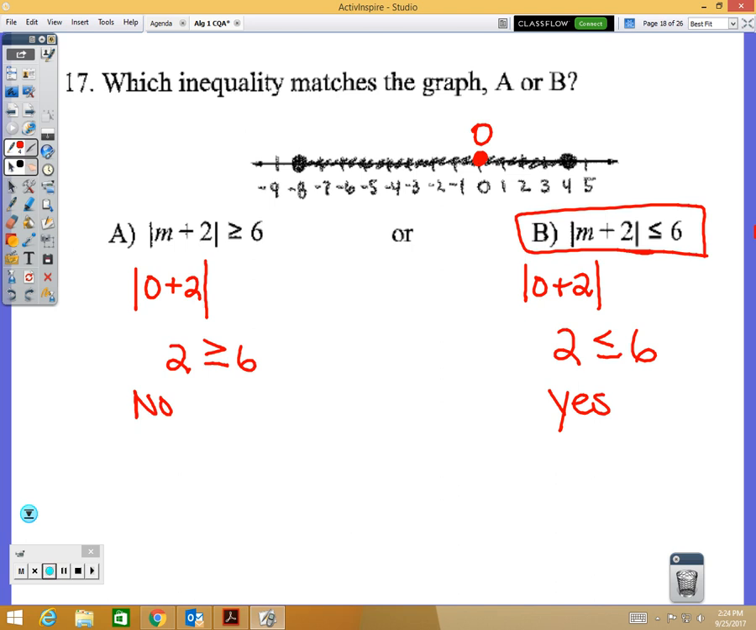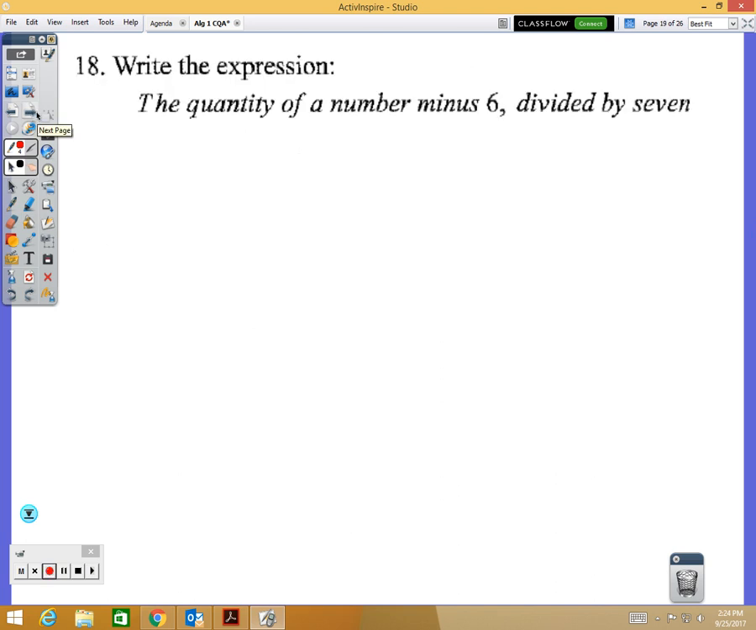All right, question 18. Write the expression, the quantity of a number minus 6 divided by 7. So a number, this is where we put in a variable. I'm going to use n as my variable because it says number. So a number minus 6 divided by 7. That's it. You're not solving it, you're just writing that expression. Well, quantity means like the answer to n minus 6 would be divided by 7. So that's how you'd want it to look.